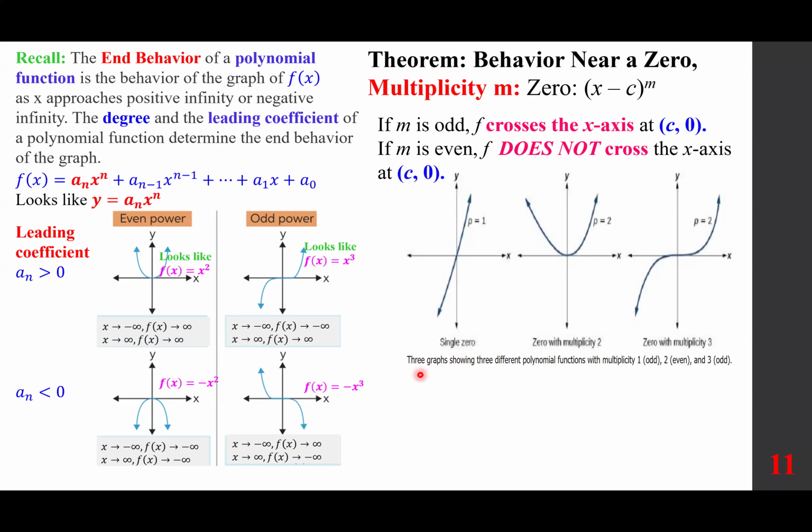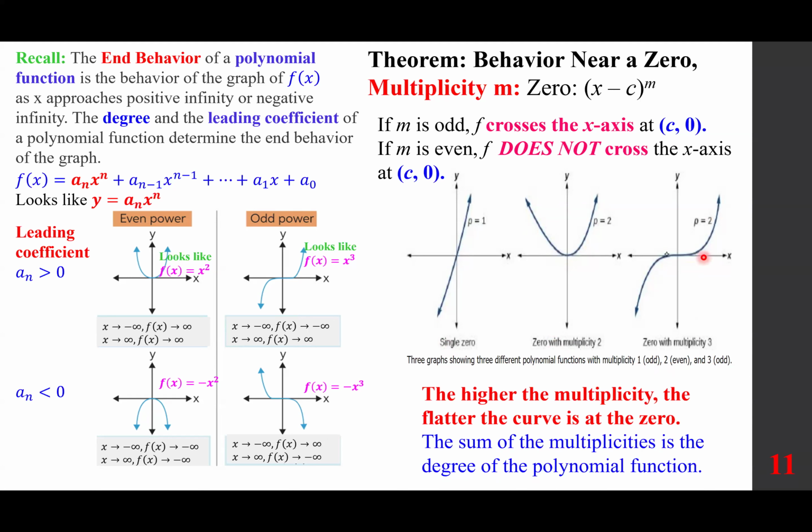So look at this one. The graph shows three different polynomial functions with multiplicity 1, which is odd, 2, which is even, and 3, which is odd. So it crosses, but not this one. Okay. Now, what is the difference between these two? The higher the multiplicity, the flatter the curve is at the zero. The sum of the multiplicities is the degree of the polynomial function. This is reminding you of what you have seen in algebra, so it will help you with the graph.